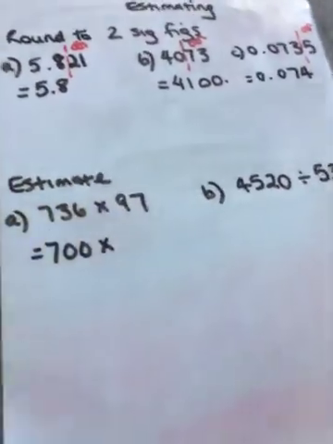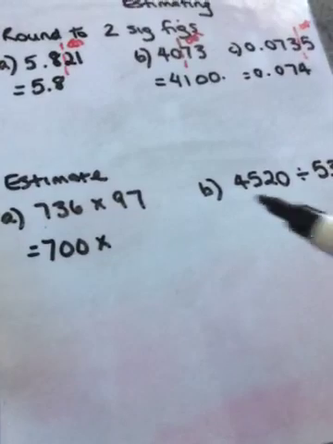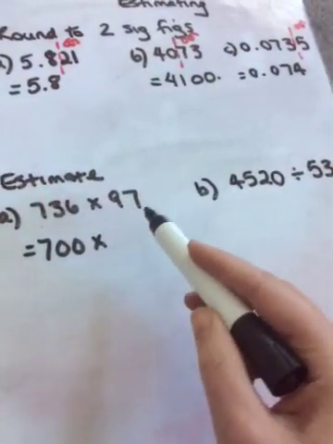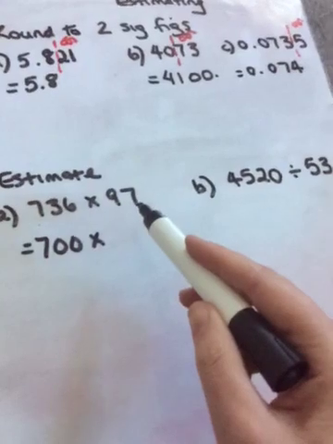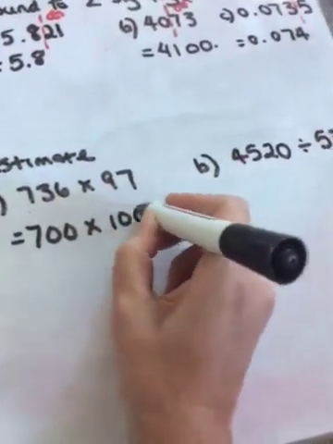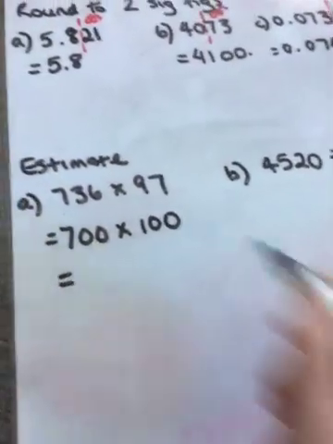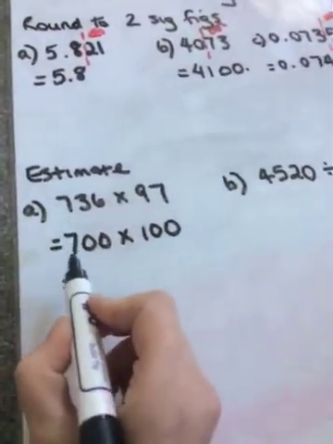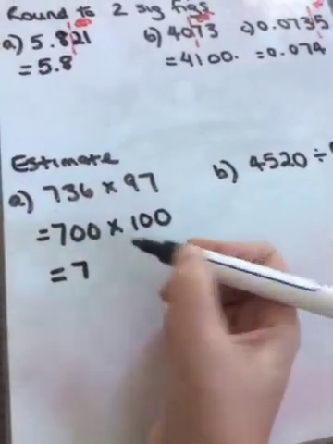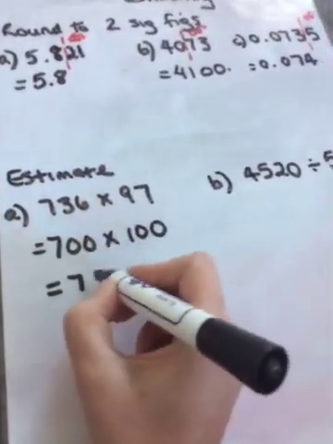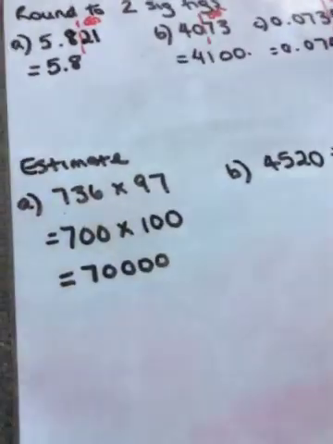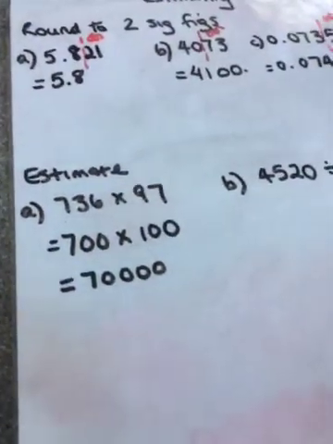Now we need to round this number as well. So we've got a 9, that's our first significant figure. We're using the 7 to decide what to do. It says round it up, so we're going to round this up to 100. Now you can see the calculation is much easier because we take the digits and we multiply them together. So 7 times 1 is 7, and then we've got 4 zeros, so we put the 4 zeros on the end and end up with an answer of 70,000.